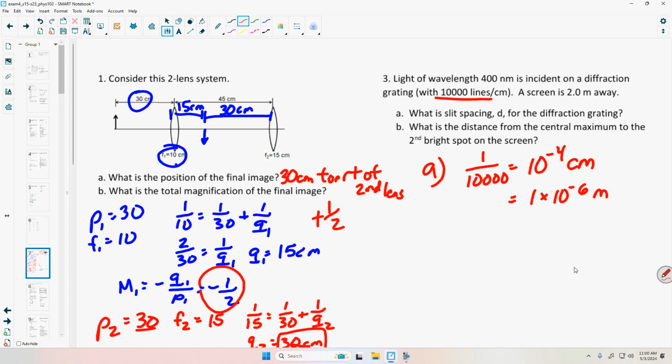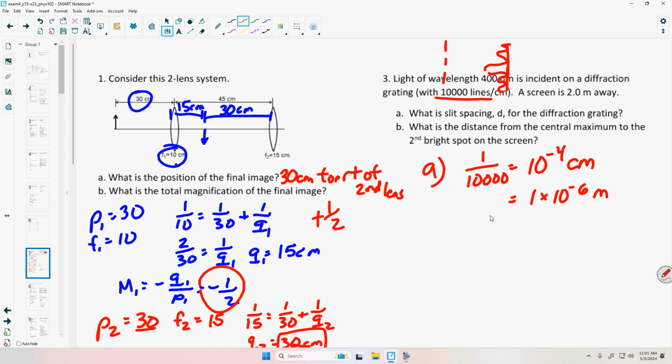So then next, I want to know the distance from the central maximum to the second bright spot on the screen. I find pictures always help me think about this. So I can think about my diffraction grating. Look, diffraction gratings and double slits are basically the same. In fact, you can think of a double slit as just a diffraction grating, but just with 2 slits, okay, instead of the million or so slits that they often have. Anyway, I can draw my diffraction pattern.